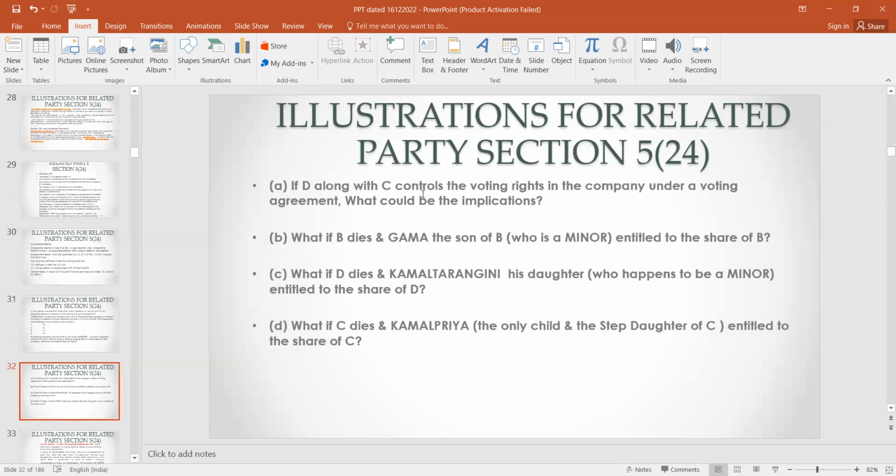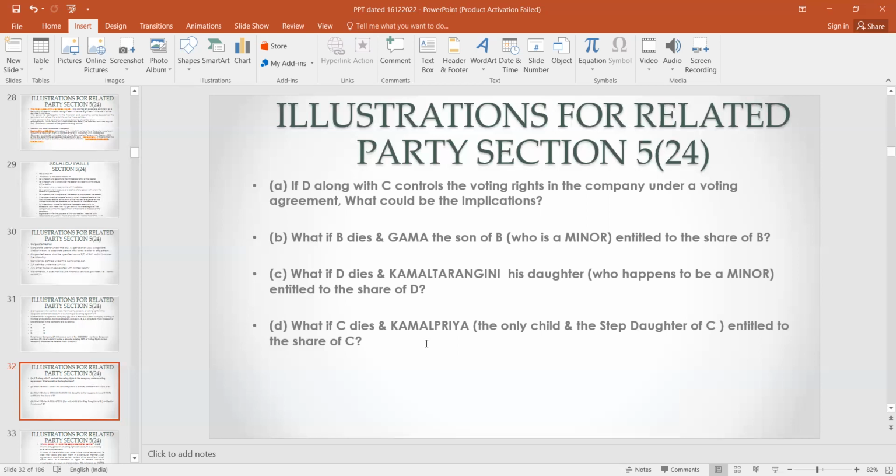And these are the various scenarios. If D along with C controls the voting right in the company under a voting agreement, what if B dies and Gama, the son of B, who is a minor, is entitled to the share of B? What if D dies and Kamal Tarangini, his daughter, who happens to be a minor, is entitled to the share of D? What if C dies and Kamal Priya, the only child and the stepdaughter of C, is entitled to the share of C? So, in case there is a succession of ownership, then that person is also clubbed in the shareholding.